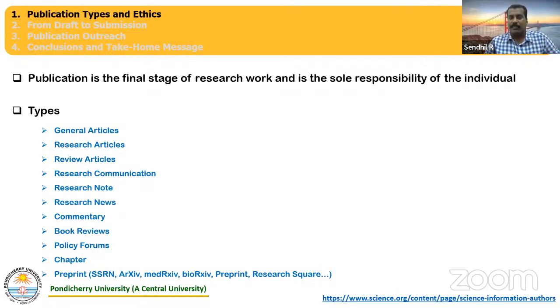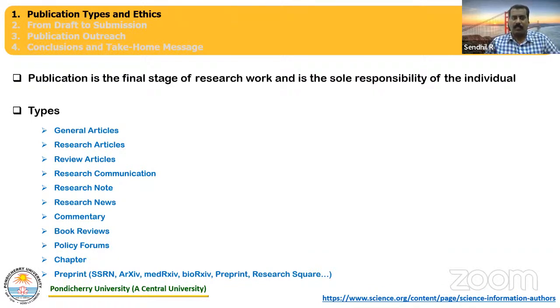And the research impact is what kind of impact the publication creates on the science and society. Maybe one indicator is the number of citations. There are several other indicators, but the number of citations that your article receives is one of them. Obviously, it is the sole responsibility of the researcher.